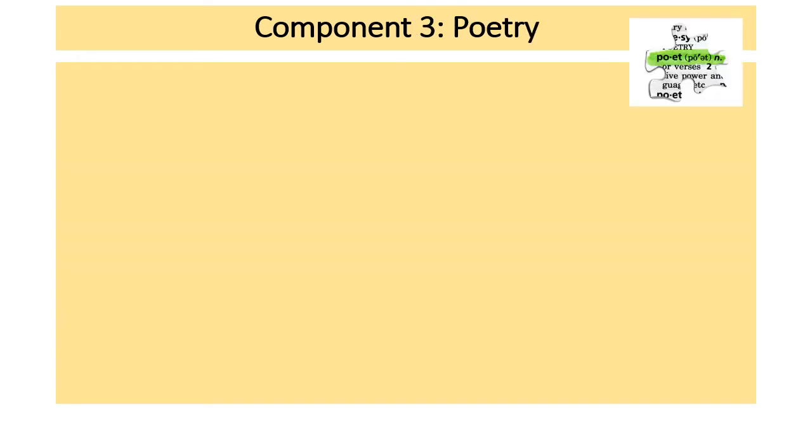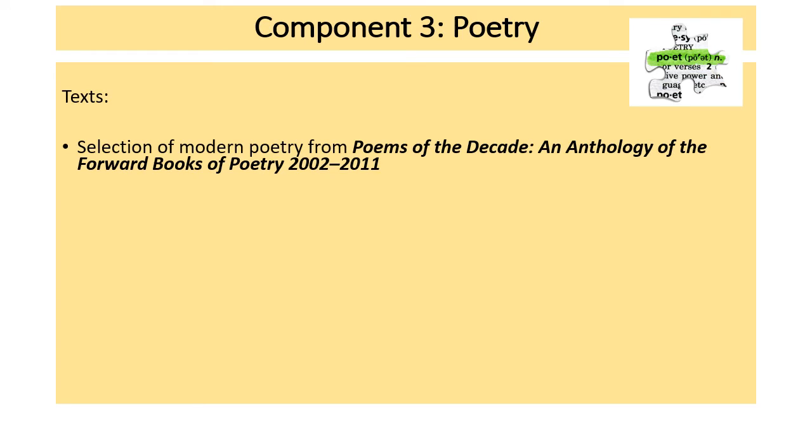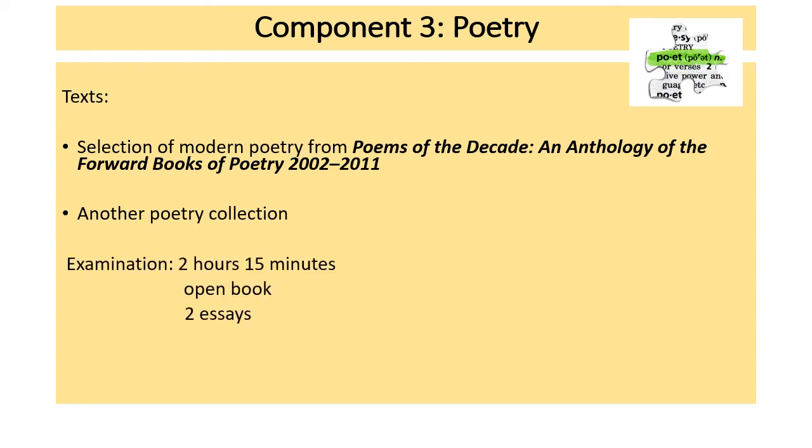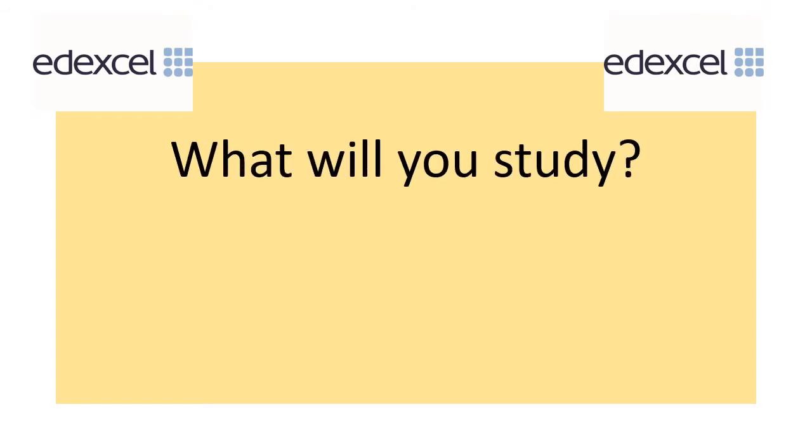And then we have component 3, which is poetry. You'll study a selection of modern poetry from a collection called Poems of the Decade, an anthology of the Forward Books of Poetry 2002-2011, and you'll also study another collection of poetry. And this is assessed in another examination of 2 hours and 15 minutes. It's also open book, and you write 2 essays, 1 on each of those collections of poetry. So what will you study?